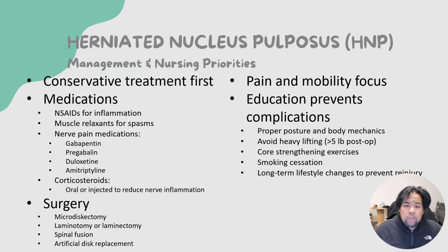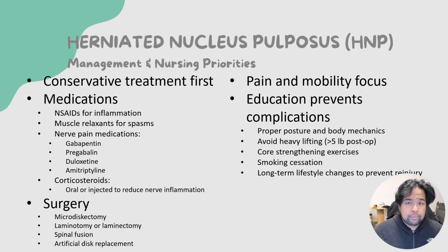One thing that we can use as far as the conservative side: heat or ice, they might have traction, ultrasound, electrical stimulation or bracing. And for education, we want to make sure that we're teaching them about body mechanics, avoid heavy lifting, strengthening their core to get their spine stabilized, smoking cessation to decrease disruption in them receiving the nutrients to their spine, as well as long lifetime changes so they don't have that re-injury.